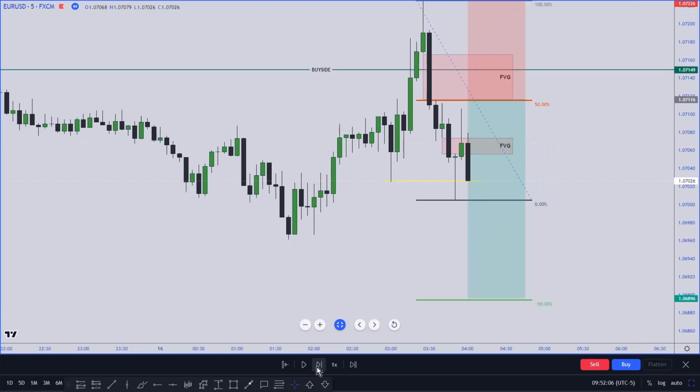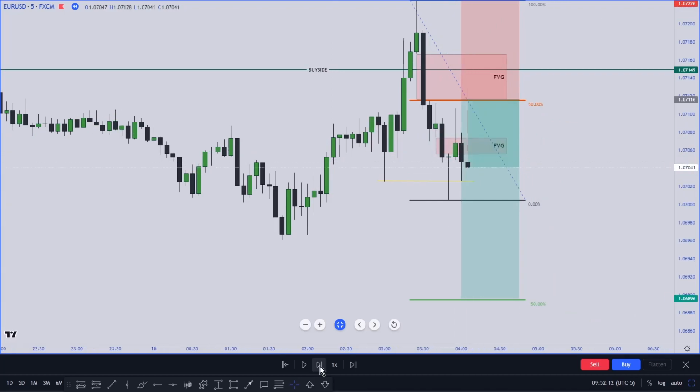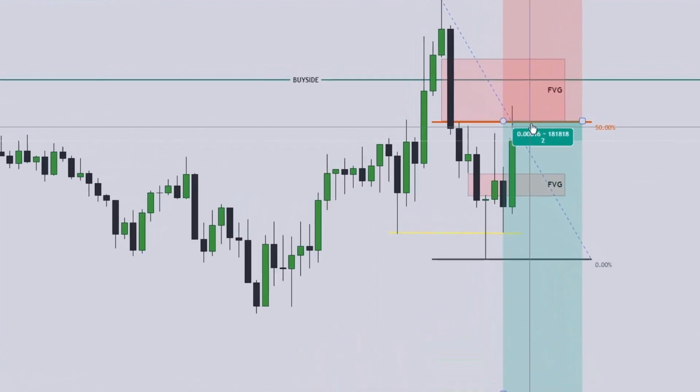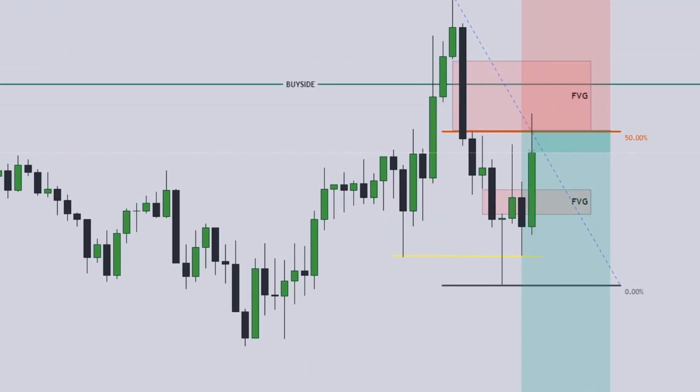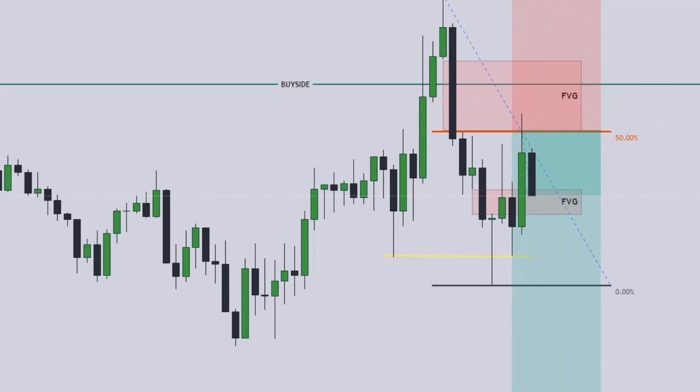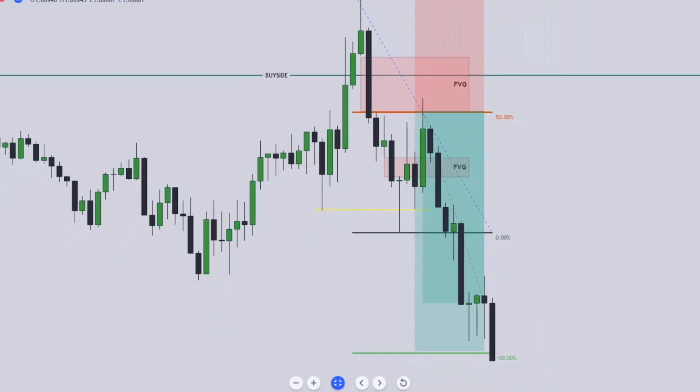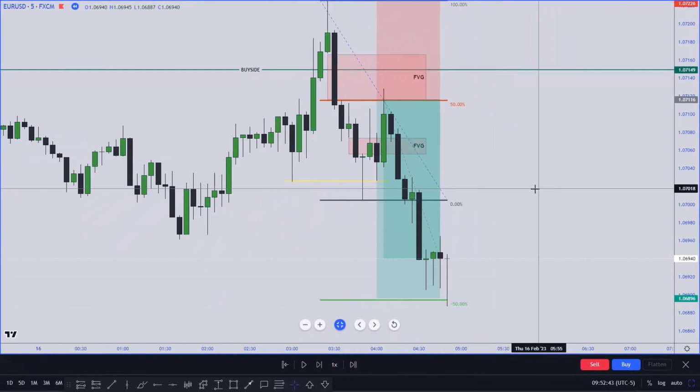We'll move forward candle by candle. Price does get a reaction off that fair value gap. But look what happens next. We move up and we spike into the higher fair value gap. So any traders getting in short at the lower fair value gap might have got stopped out, but we're waiting for the better entry. We'll move forward, the price moves down, hits our target. So this is the kind of trade we're looking for.